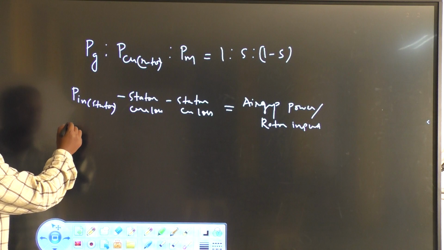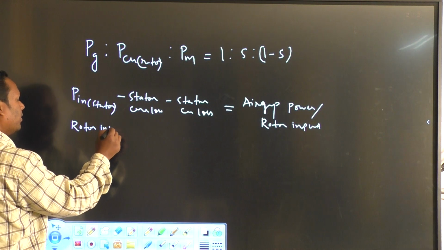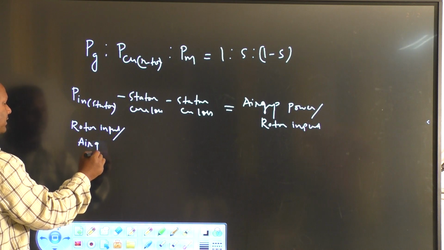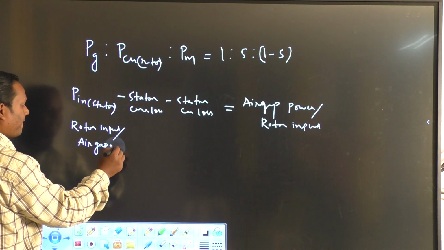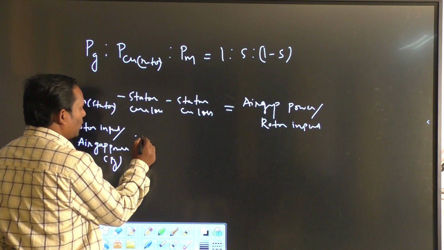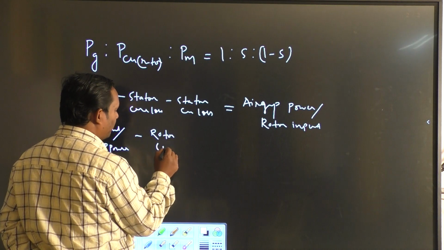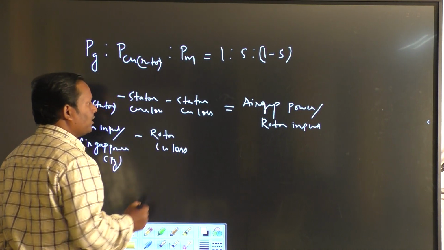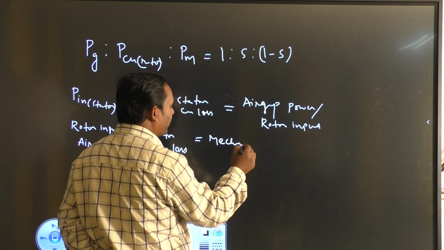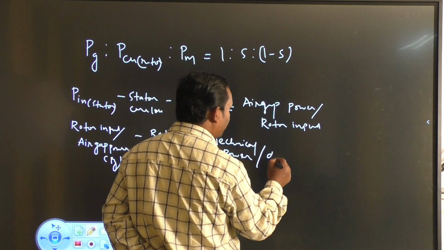From the rotor input or air gap power, if we subtract the rotor copper loss, then we get the mechanical gross power or mechanical power, otherwise known as developed power.